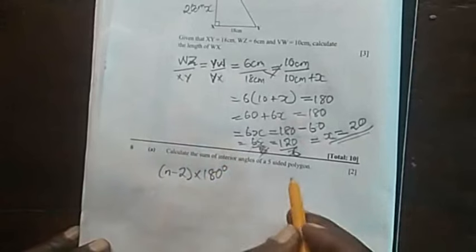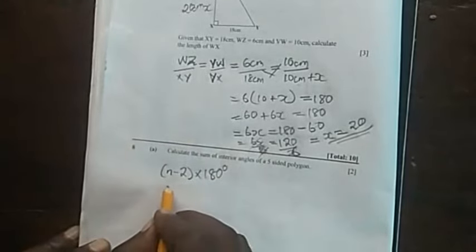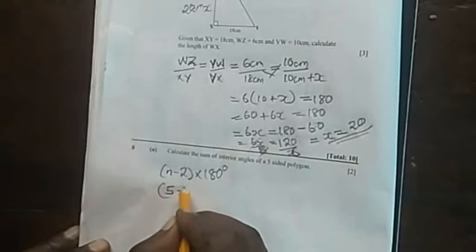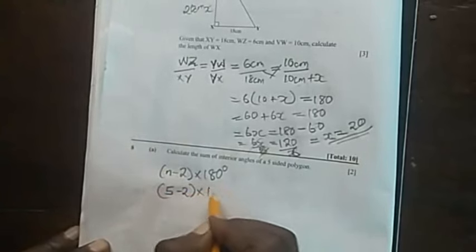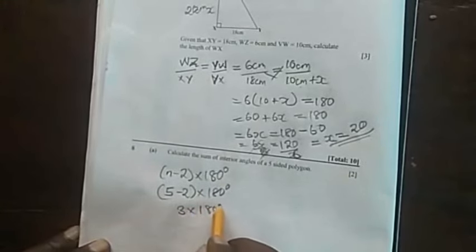Okay, so we are told it's a 5-sided polygon. So where there is n, we're going to put 5. So we're going to have 5 minus 2 times 180 degrees. Okay, then it's going to be 3 times 180 degrees.